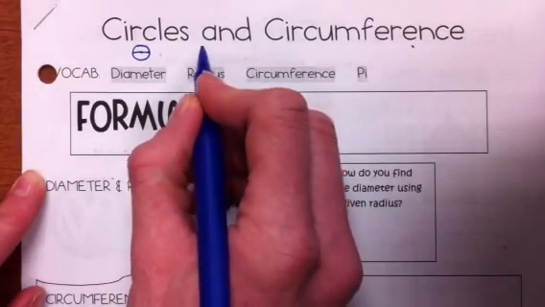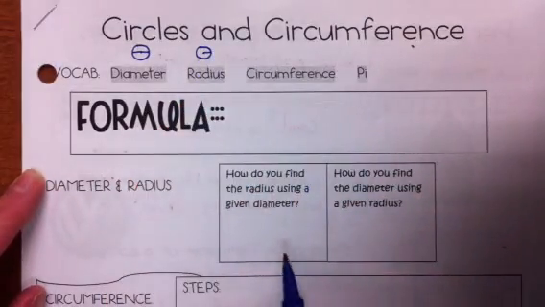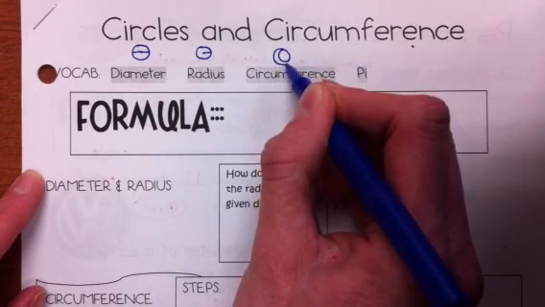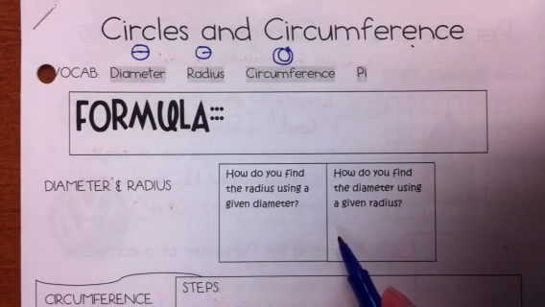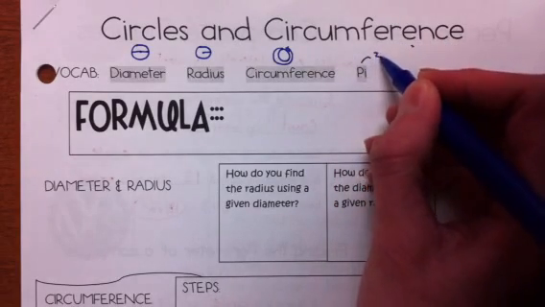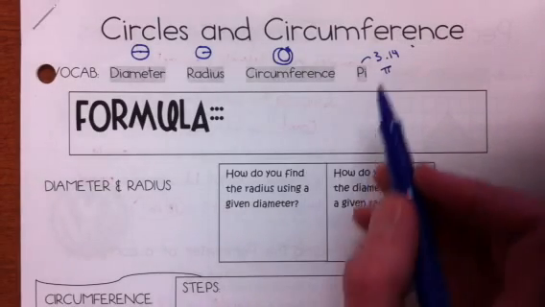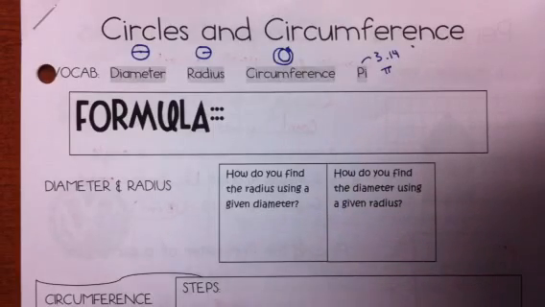The radius then would just be halfway across, so it's half the diameter. And the circumference is all the way around that object. So the outside, it's kind of like perimeter in any other type of shape you're finding. And then pi, we're going to use 3.14 or the pi key on your calculator. If you use the pi key, then you get a little bit more accurate answer, but 3.14 will be acceptable as well.